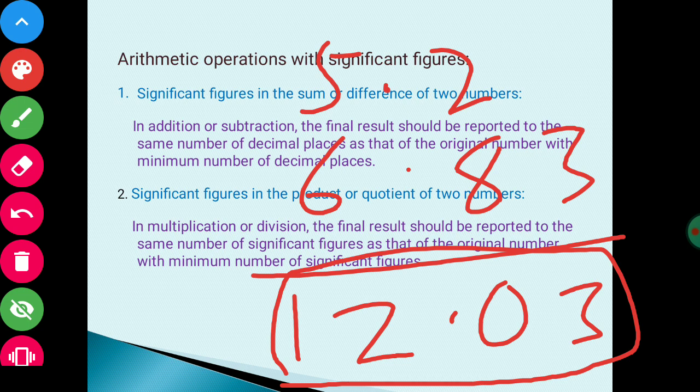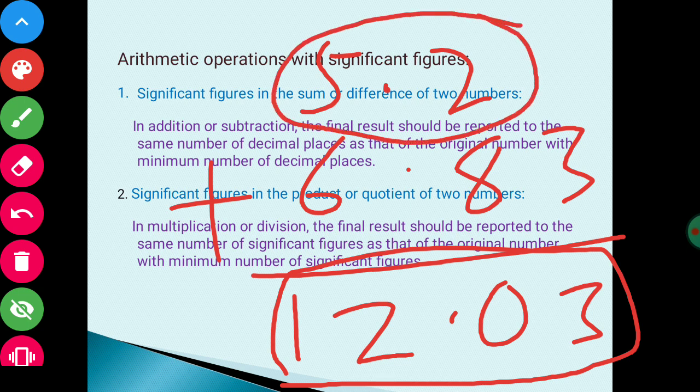But in this addition, the minimum number of decimal places is 1 only. So the final result is also up to 1 decimal place. That is the minimum number of decimal places in the given figures. So the answer is 12.0.